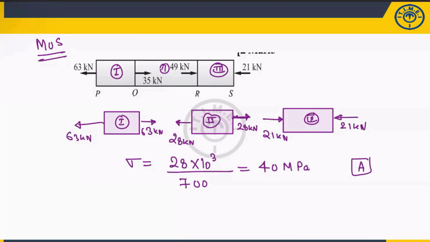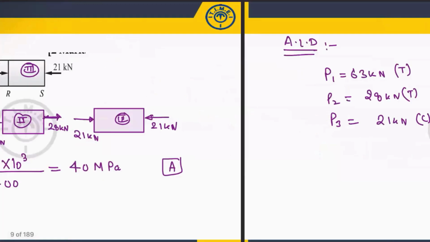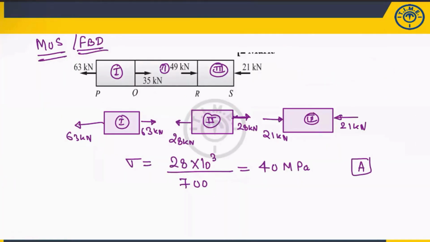Which method are you feeling easy? Method of section or axial load diagram? Sir, can you show me both methods once? This is the axial load diagram method, and that will be the method of section. Method of section means you have to take the section and consider the algebraic sum of load on the left and right hand side. Okay, both are fine. Jagan is telling both are fine. Okay, Sir, for me, method of section is comfortable and easy.